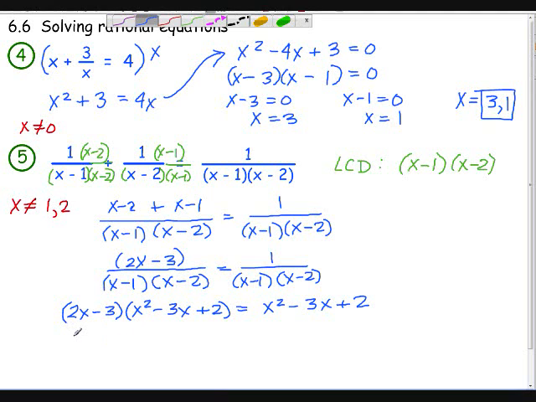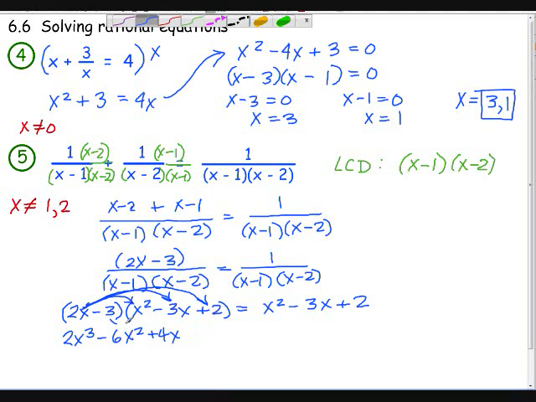So I'll have 2x cubed. What I'm doing is first I'm going to distribute this. Minus 6x squared plus 4x. Did I get that correctly? 2x cubed minus 6x squared plus 4x.